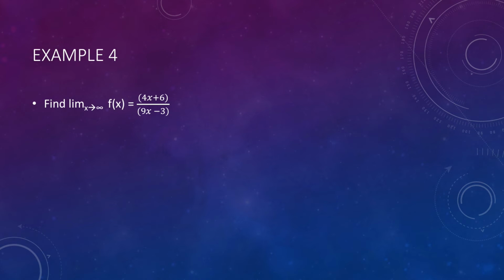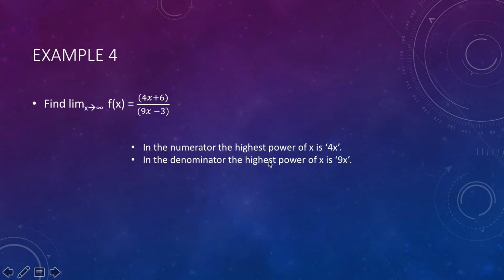Let's take a look at another example. Now this is a bit different because we have an x on the bottom, but we also have an x on the top. So what does that mean? So basically what you want to do is find the highest power in the numerator, right? In the numerator, the highest power is 4x, and in the denominator, the highest power is 9x.